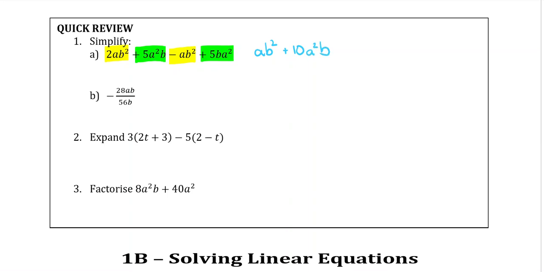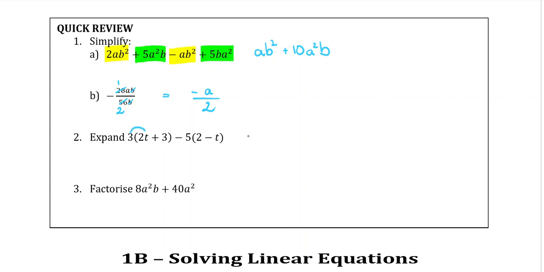Part B, the fraction there means that we're dividing. So 28 over 56, both 56 divides by 28, goes twice. So we would get a 1 on the top and a 2 on the bottom. The b's will cancel out completely, so all that is left is a negative a on the top and a 2 on the bottom. Question 2, expanding.